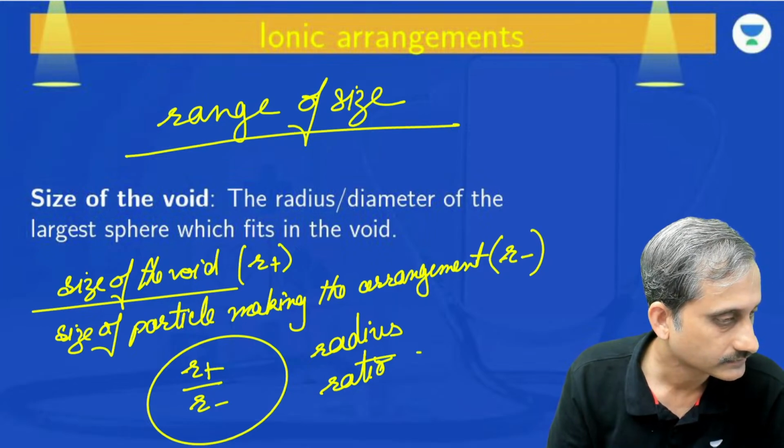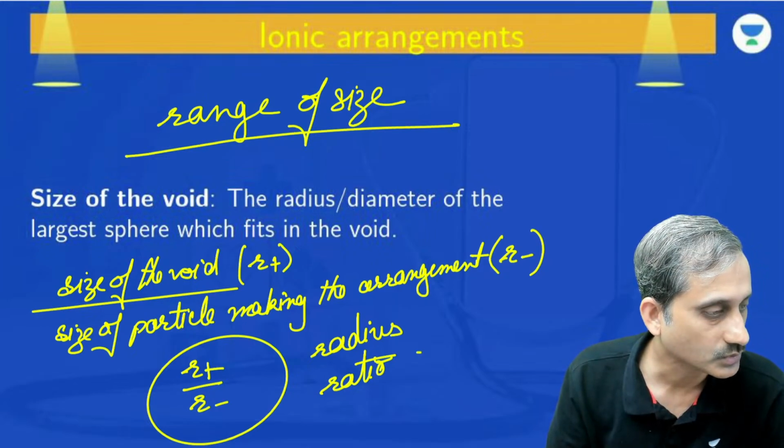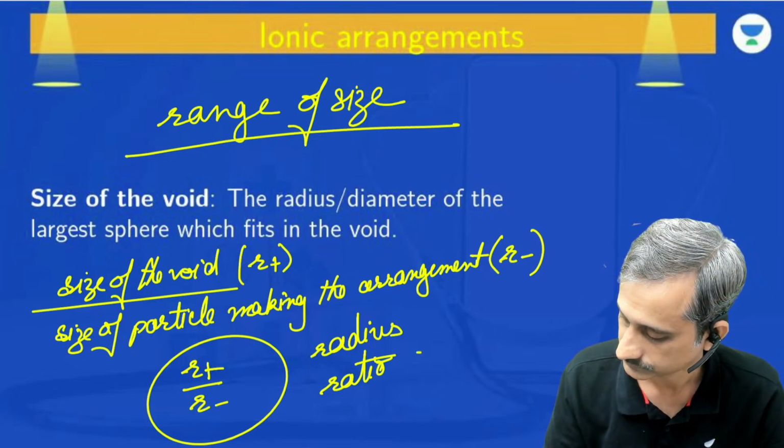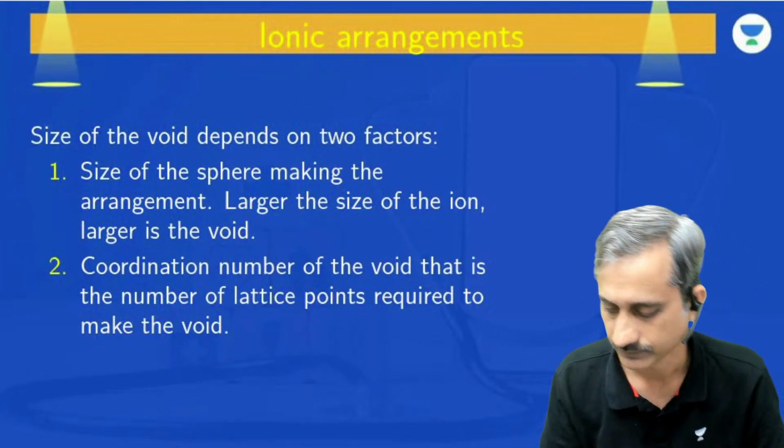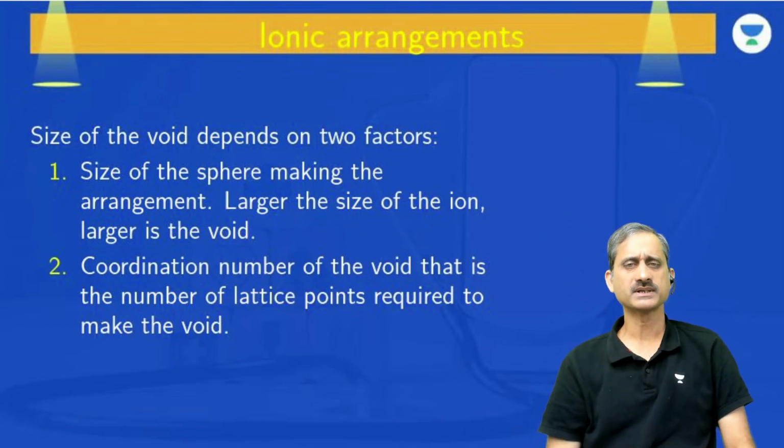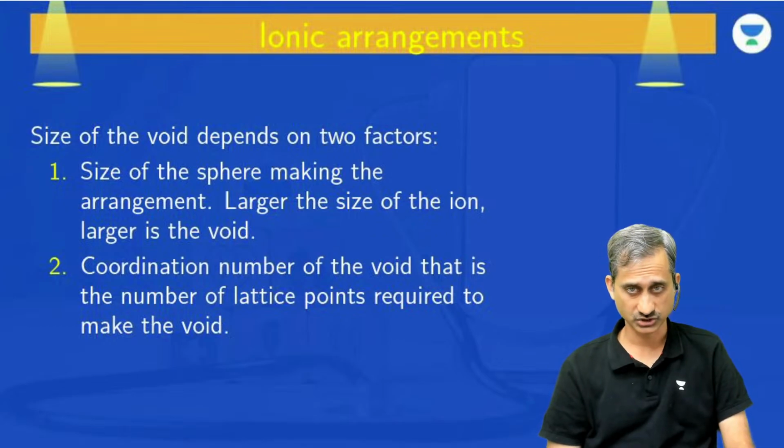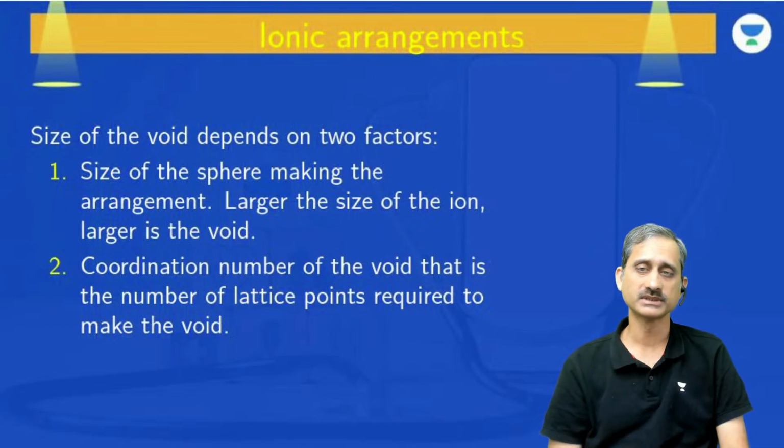Is this clear? So this is what we term as the radius ratio. Now the size of the void depends on two factors. First of all, it depends on the size of the sphere making the arrangement. Larger the size of the ion, larger would be the void.